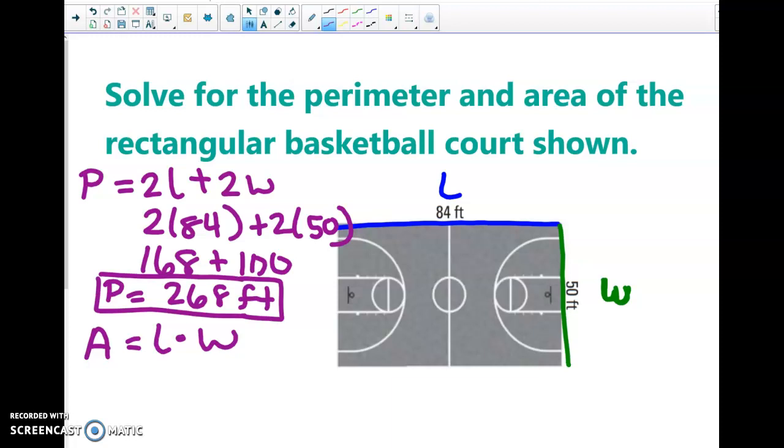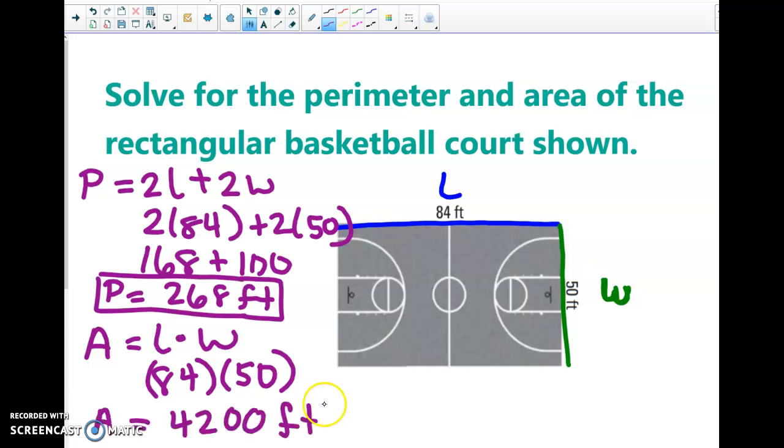For area, you are doing the same thing, plugging it into the separate formula here. Always put parentheses around whatever you are inputting. And go ahead and finish that off and find what the area of this basketball court is. For the area, it should be 4,200 feet squared. Units for perimeter is to the first power. Units for area is to the second power.